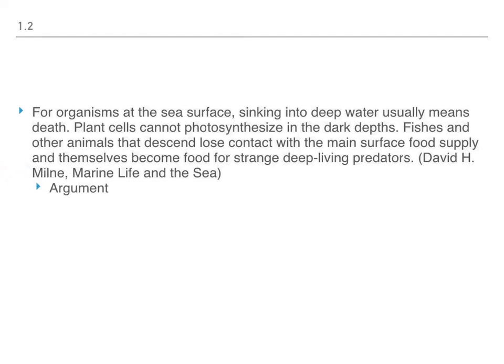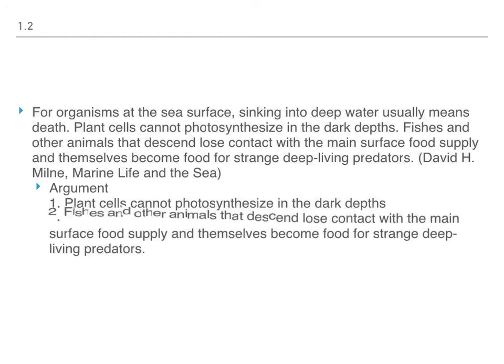And in fact, the conclusion of this argument is the very first sentence. That's the pattern that we identified in the previous section. For organisms at the sea surface, sinking into deep water usually means death. So we can then identify the other things as premises. Premise 1 says that plant cells cannot photosynthesize in the dark depths. And the second premise is that other sentence there: fishes and other animals that descend lose contact with the main surface food supply and themselves become food for strange, deep living predators.